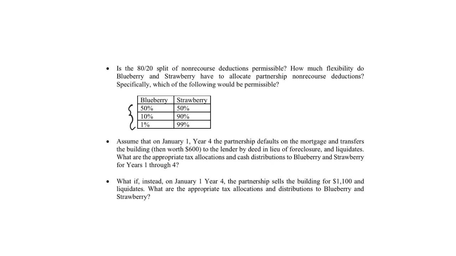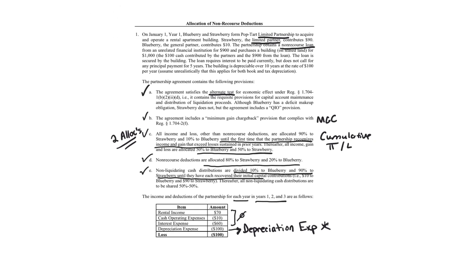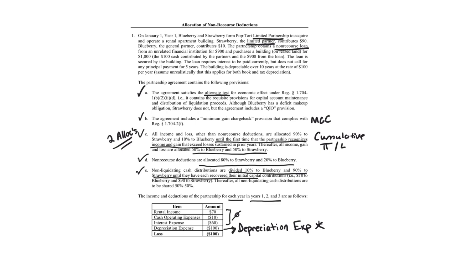And then we're going to change it up into another problem. What if instead, on January 1st, year 4, the partnership sells the building for $1,100 and liquidates? What are the appropriate tax allocations and distributions to Blueberry and Strawberry? All right. So looking at the facts of the problem, we're dealing with allocations. We know that's an allocation issue, and looking at the actual questions themselves, we're dealing with allocation issues. So keep that in mind.